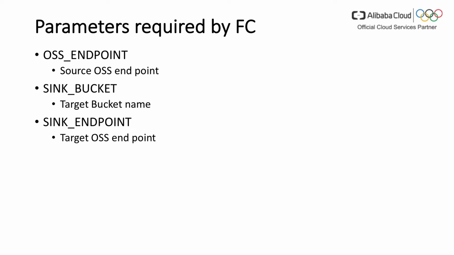The function compute, because it's a function, can also accept some parameters. So in this example, we define three parameters. One is the OSS endpoint, which is the source OSS endpoint address. You can get the address from the OSS console. And the sink bucket, which is the target bucket name. When you try to replicate from the source to the target, we need to specify the bucket we try to copy to. And finally, the parameter is the sink endpoint, which is the target OSS endpoint. It can be the same region or a different region, depending on your choice.